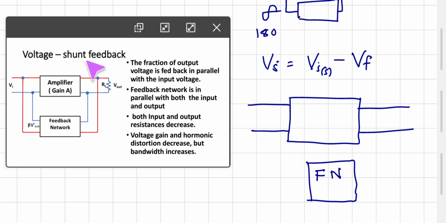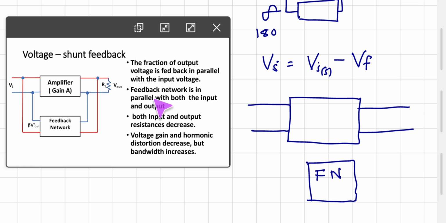Second one is voltage shunt feedback. The fraction of output voltage is fed back in parallel with the input voltage. As we saw in the previous case, the output is taken from both the terminals, but now the feedback portion is not in series with a single terminal, but both terminals are connected to both the input terminals. So this is called shunt or parallel feedback. The fraction of output voltage is fed back in parallel with the input voltage.